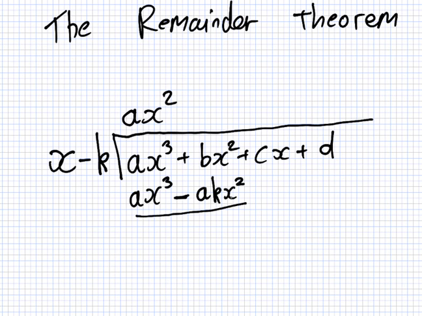Yeah? That's okay so far? Is it okay? This multiply this. Alright. So when I subtract here, I'm left with b plus ak x squared plus cx plus d.